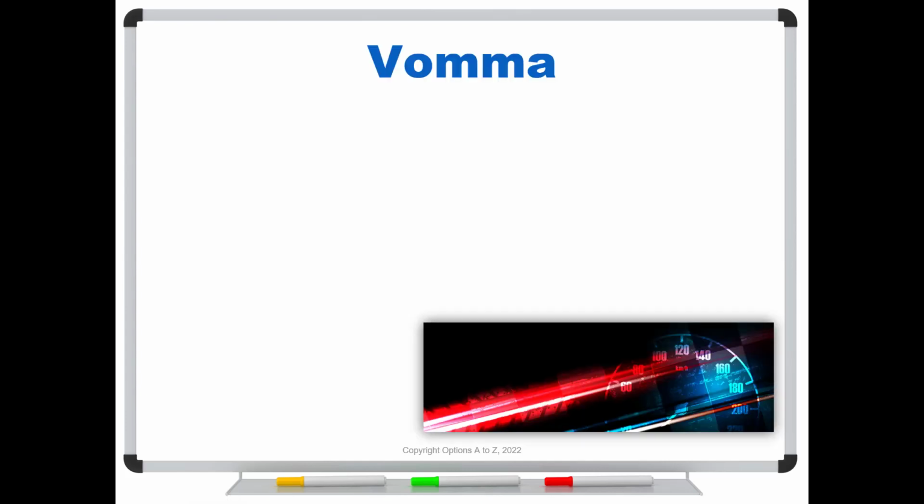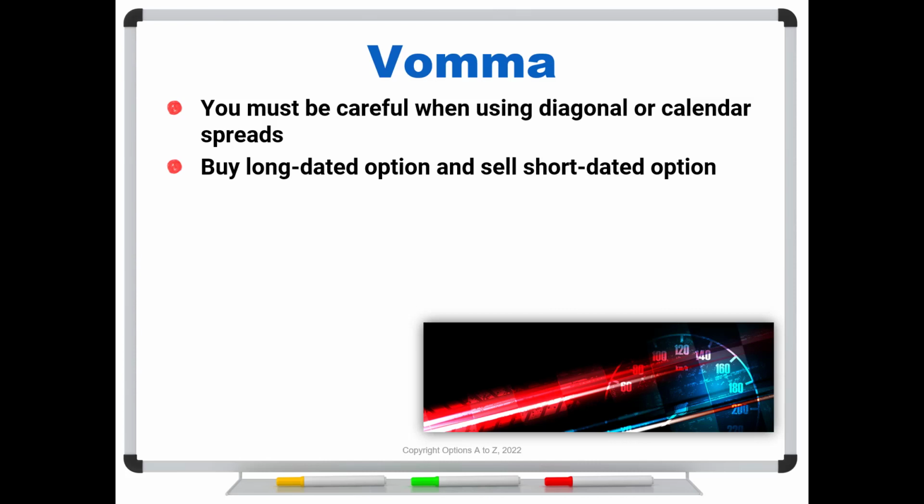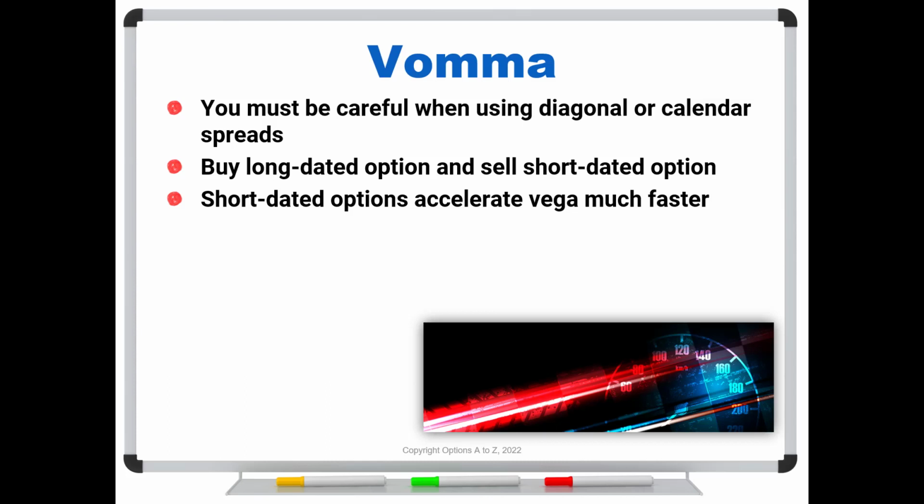So the thing to understand about Vomma, you must be careful when using diagonal or calendar spreads. And again, that's because you are buying the long-dated option and you will sell the short-dated option. And the short-dated options accelerate your vega much faster.